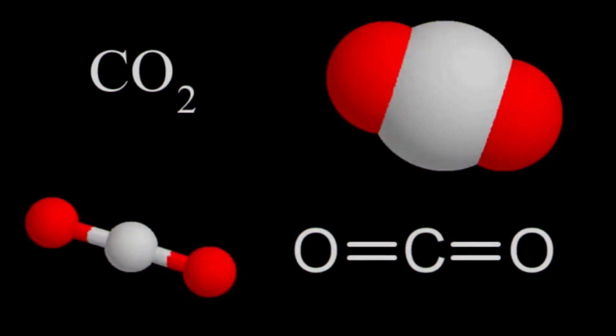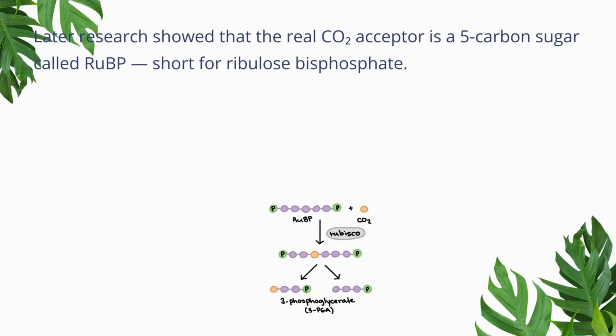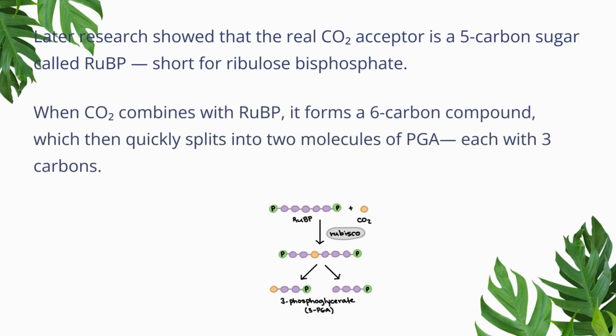The big surprise. But surprise, it wasn't a 2-carbon molecule at all. Later research showed that the real CO2 acceptor is a 5-carbon sugar called RuBP, short for ribulose bisphosphate. When CO2 combines with RuBP, it forms a 6-carbon compound, which then quickly splits into 2 molecules of PGA, each with 3 carbons. This explained everything.